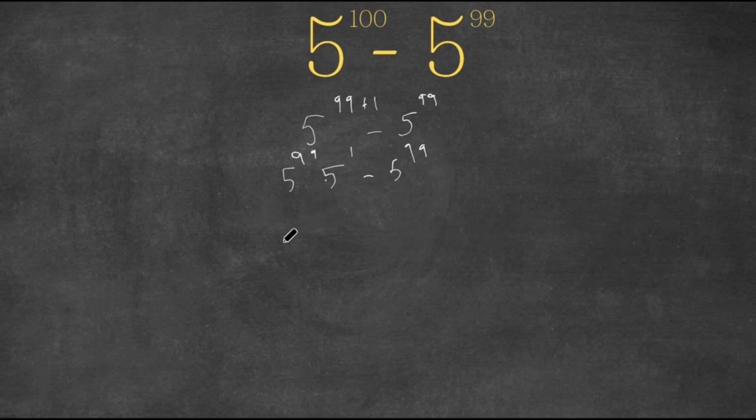All right, so now because we have two 5 to the power of 99s, why don't we factor that out? We're going to factor out 5 to the power of 99. So we're going to do 5 to the power of 99 times 5 to the power of 1 divided by 5 to the power of 99 is simply 5 to the power of 1, minus 5 to the power of 99 divided by 5 to the power of 99 is simply 1. Now, 5 to the power of 1 is just 5, so this is essentially asking 5 minus 1, which is 4. So we have 4 times 5 to the power of 99.